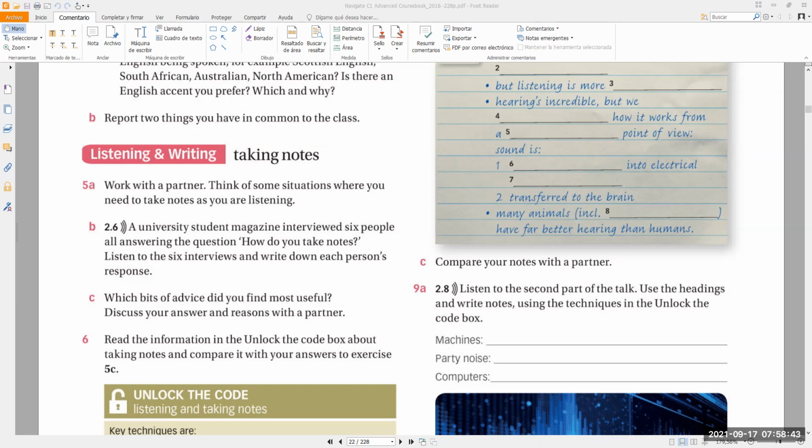3. So tell me how you take notes. My technique is to write down everything. Really? Everything? Yes, because you never know what information you're going to need later. Do you even write down words like and, the? Well, yes.